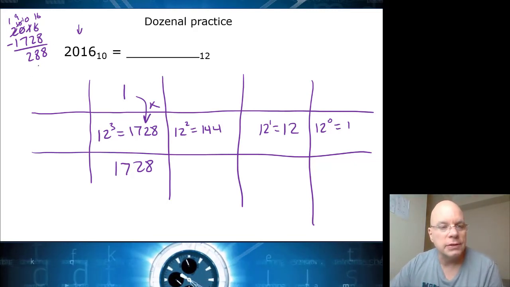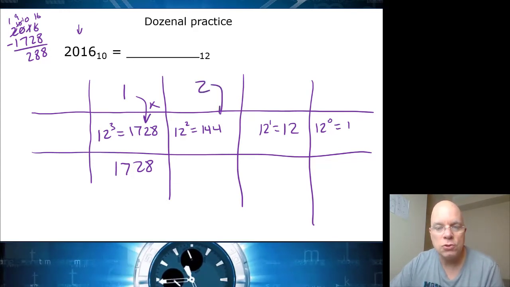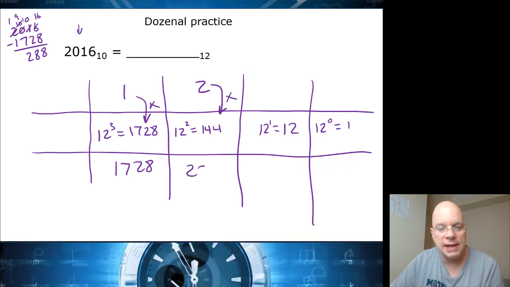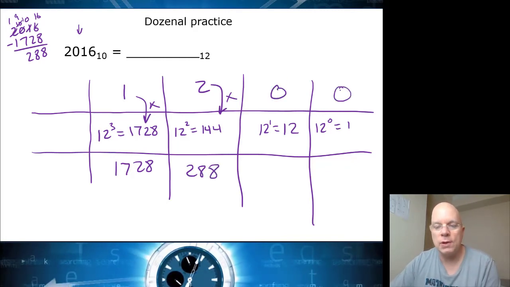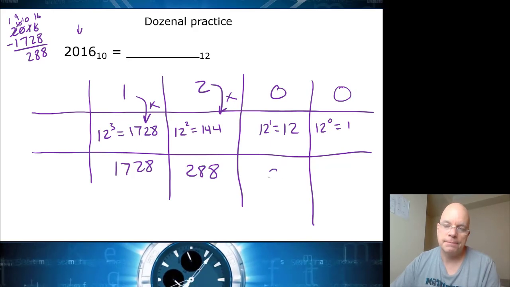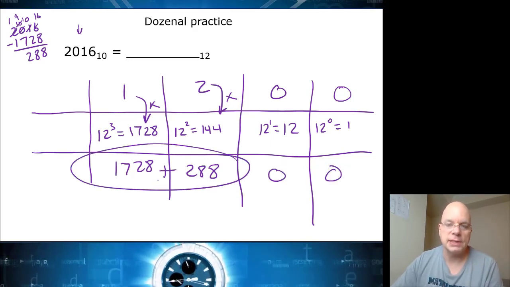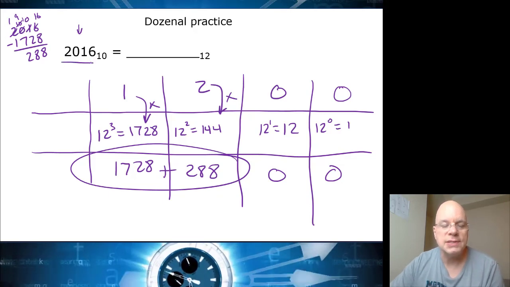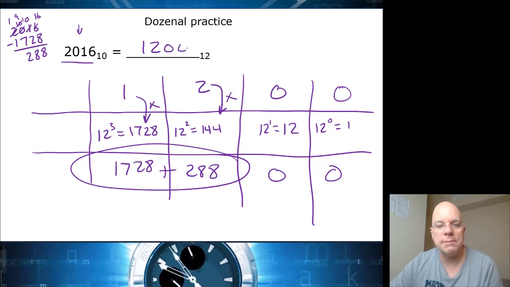Oh, in fact, 288 is 2 144s. So exactly 2 144s would give me the 288 I need, which must mean I have a 0 in the 12's place and a 0 in the 1's place. Because just these two addends together give me the 2016. So the year 2016 in base 10 would be the year 1200 in base 12.